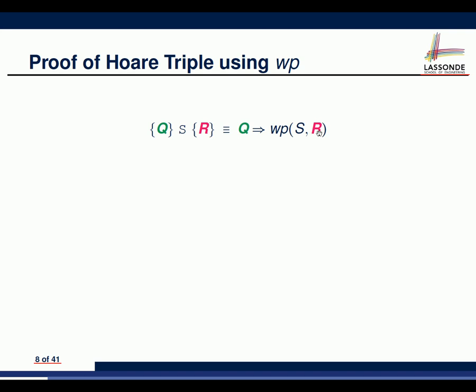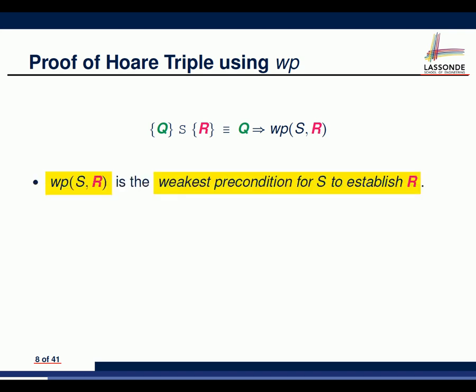Let's try to understand what this really is. What I would do is let's just read it through. WP S R is the weakest precondition for S to establish R. Does this English make sense to you? What that means is WP somehow is calculated, but I will show you exactly how to calculate it. So assume you're given that.